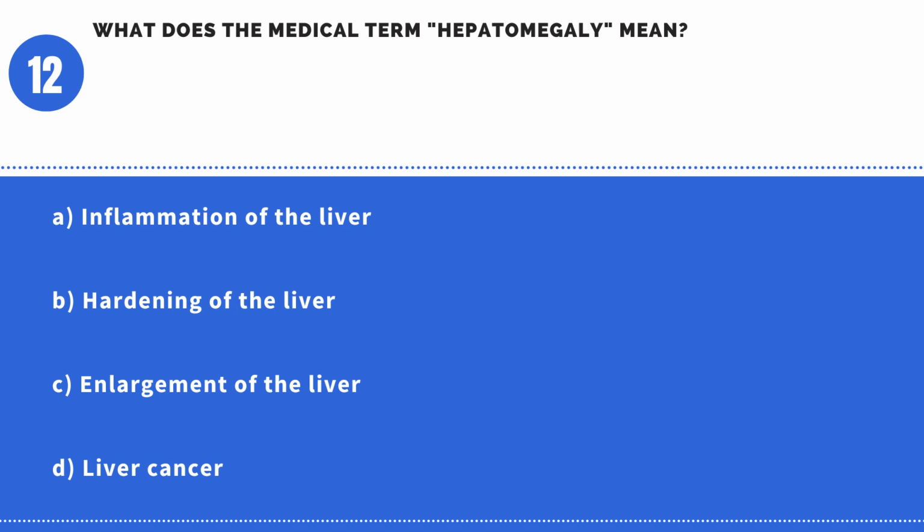Question 12. What does the medical term hepatomegaly mean? A. Inflammation of the liver. B. Hardening of the liver. C. Enlargement of the liver. D. Liver cancer.